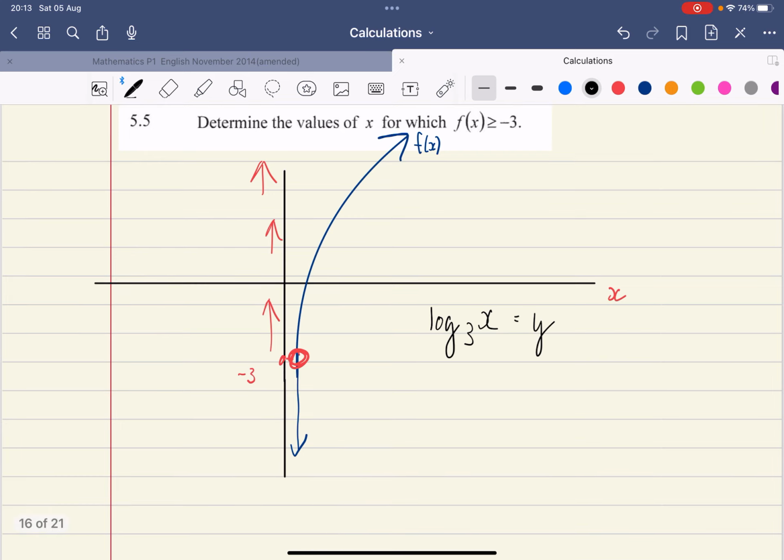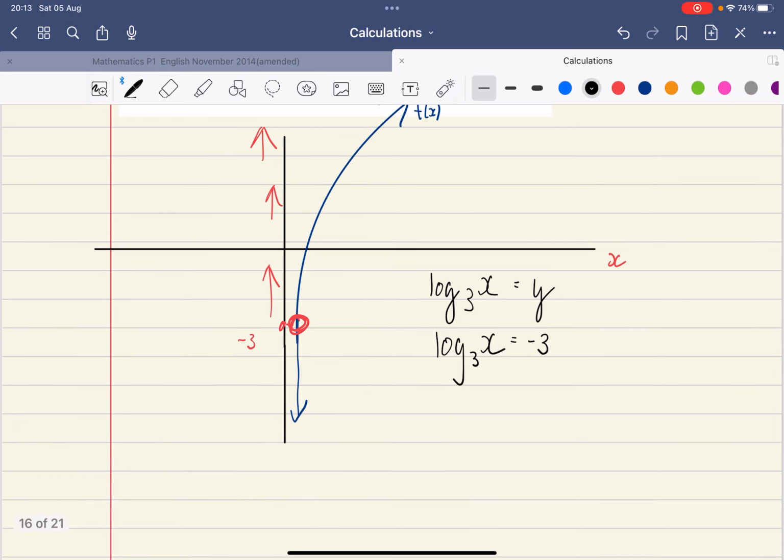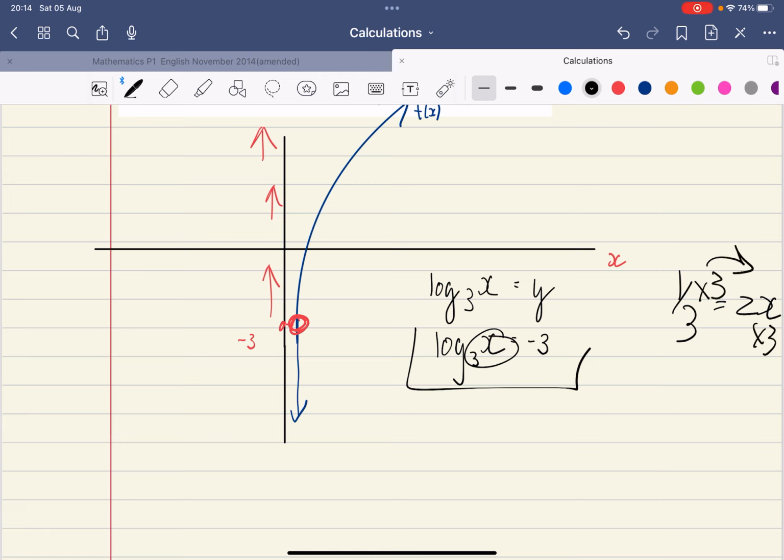So we know our y value, that will be -3. We know our base, and we want to find the x value. Just like I explained in the other question, we are going to do the inverse of log now to find x, just like we would do the inverse of divide to bring the 3 onto the other side. We would times it by 3 on both sides. We're doing the same principle here.